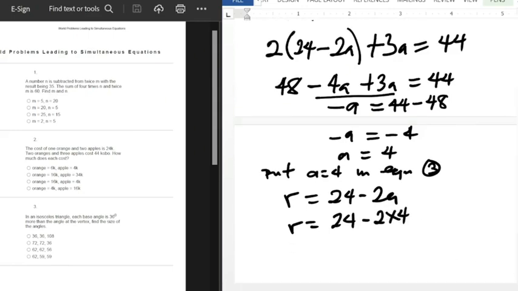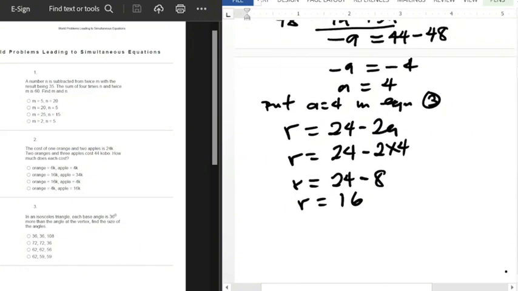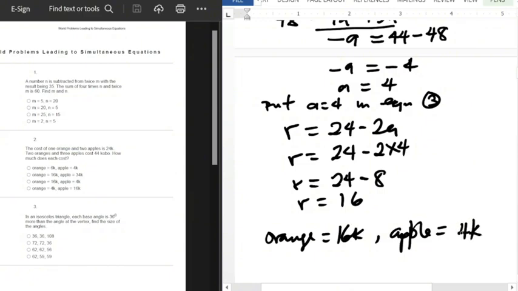I hope I'm making sense. Then R will be equals to 24 minus 8. Therefore, R is equal to what? 16. So which means that orange is 16 kobo, while apple is what? Is 4 kobo. So that is orange is 16 kobo, apple is 4 kobo. That's option C. So we go to question number 3 now.